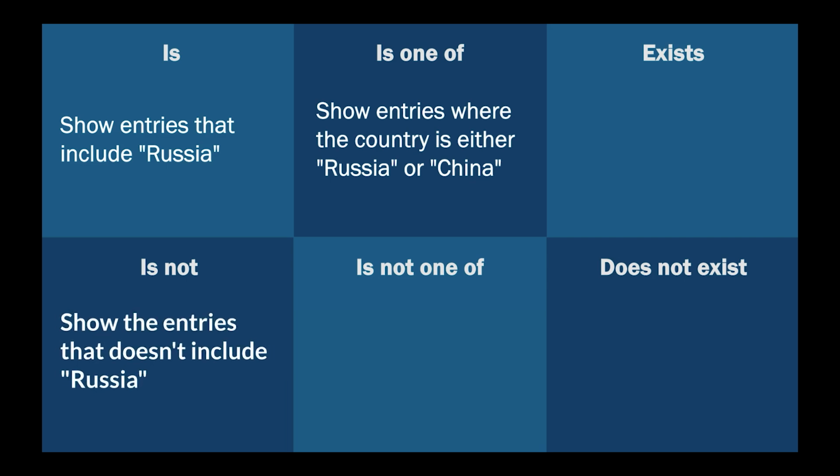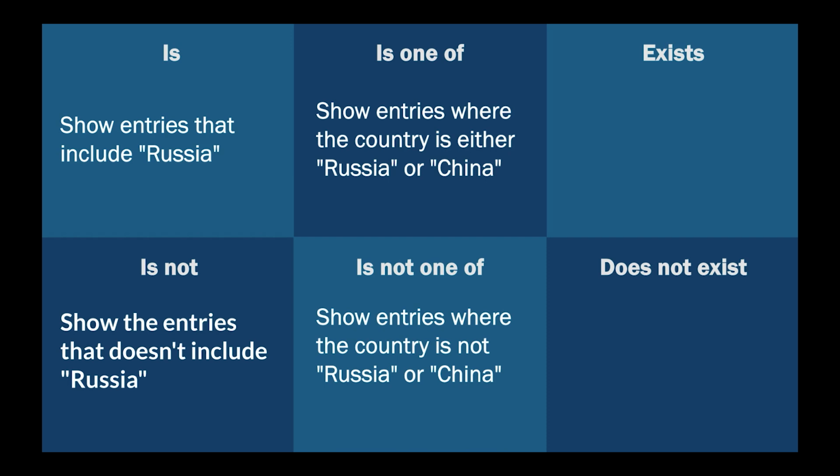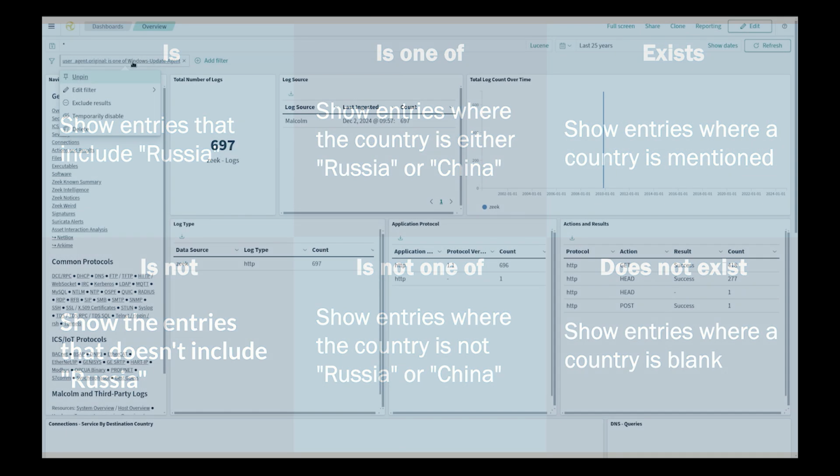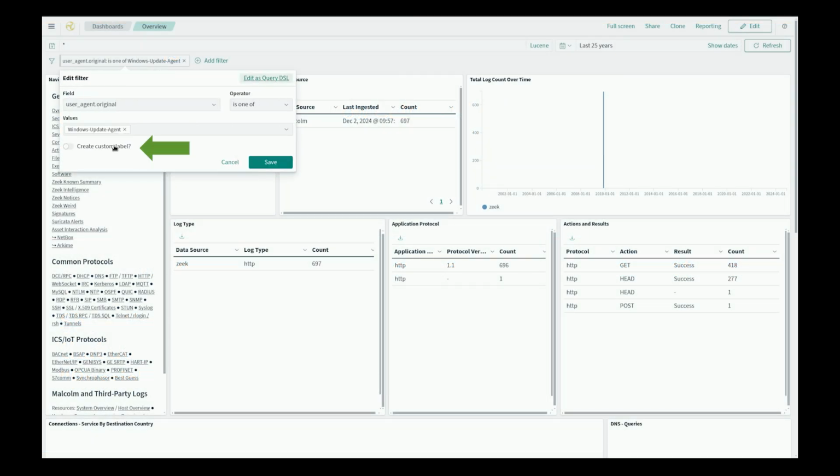Is not and is not one of are the negative or exclusive counterparts to is and is one of, respectively. Exists means the field is present regardless of its value. Does not exist means the field is absent. You can add custom labels to filters for easier identification.